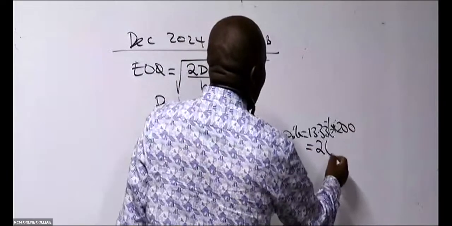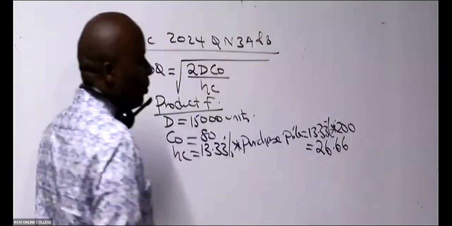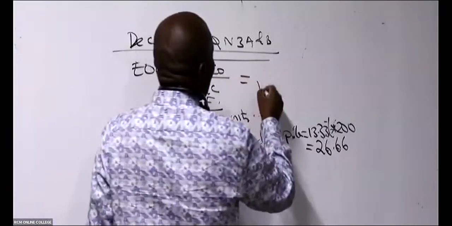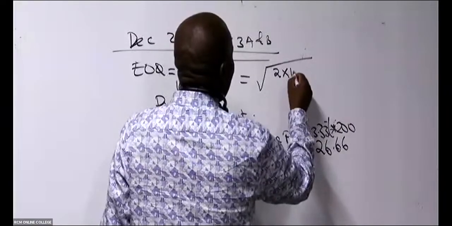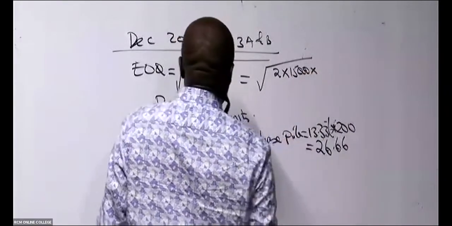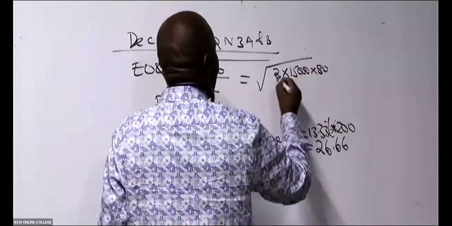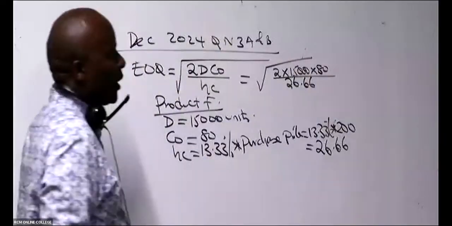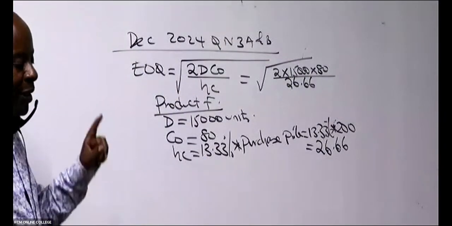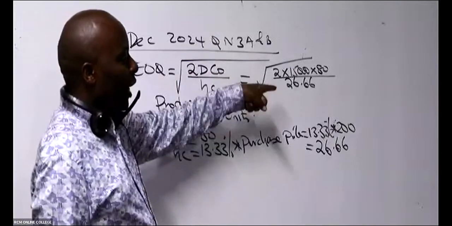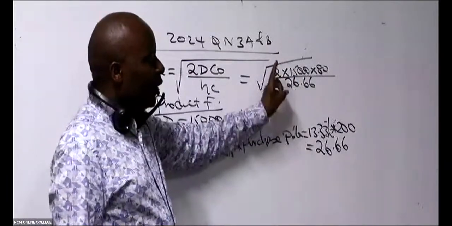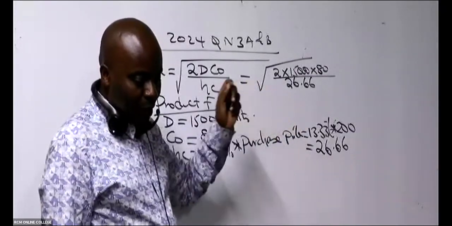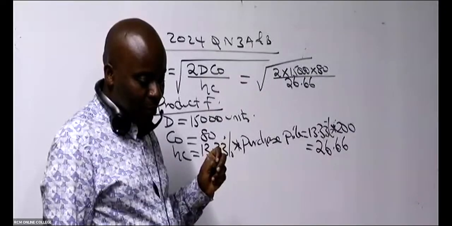Murega, don't round off that big. That will be too heavy. Yeah, so then come and substitute here. So when you substitute, what do we have? 2 times 15,000 times cost per order, which is 80, divided by the holding cost that you guys have given me as 26.66. So I will be taking 2 times 15,000 times 80 divided by 26.6. Is it 67 or 66? I don't know. 66, yeah.